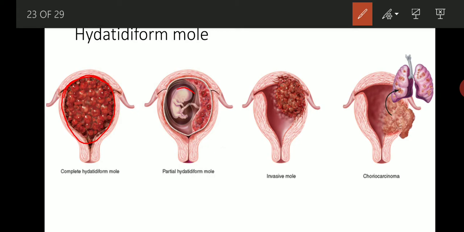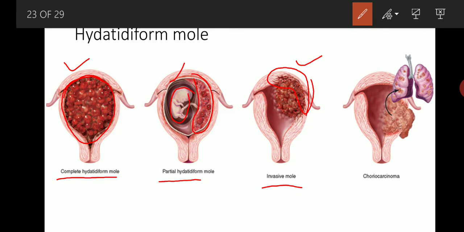Sometimes it is associated with a fetus. The H mole is present alongside a fetus, which is usually dead or can be alive sometimes. So when this happens, there is no fetus and only H mole. It is known as a complete hydatidiform mole. When it occurs with fetus, it is known as a partial hydatidiform mole. Sometimes this hydatidiform mole can invade and destroy the uterine wall. Then it is known as an invasive mole. It is only locally invasive.